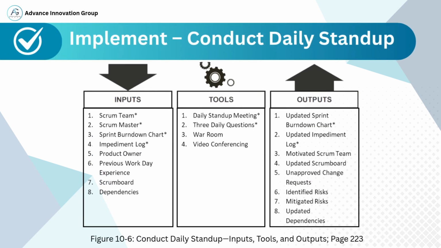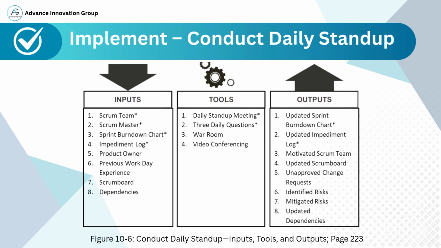This slide explains the daily stand-up process in Scrum by breaking it into 3 key elements: inputs, tools, and outputs. Inputs. These are the people and resources needed to conduct an effective daily stand-up. Scrum Team and Scrum Master. The key participants. Sprint Burn-Down Chart shows remaining work. Impediment Log tracks any blockers. Product Owner may attend to clarify priorities.